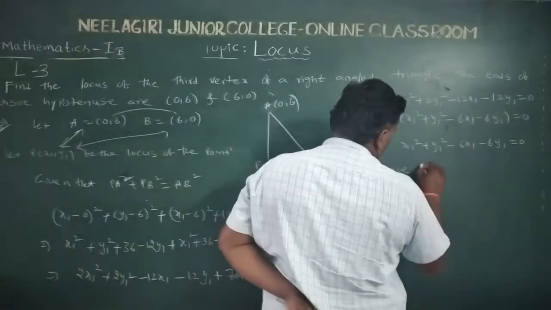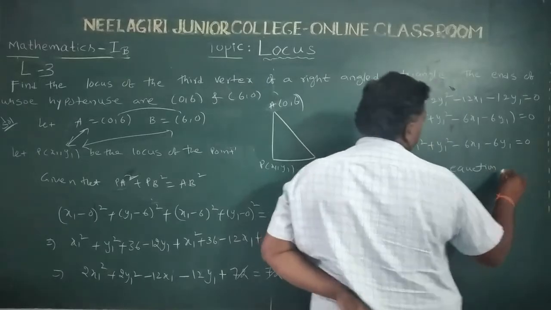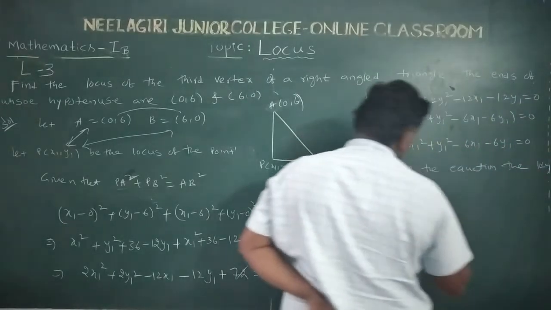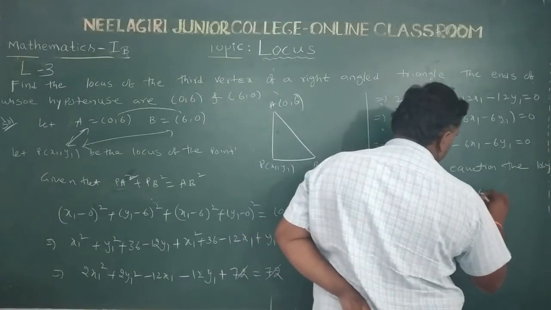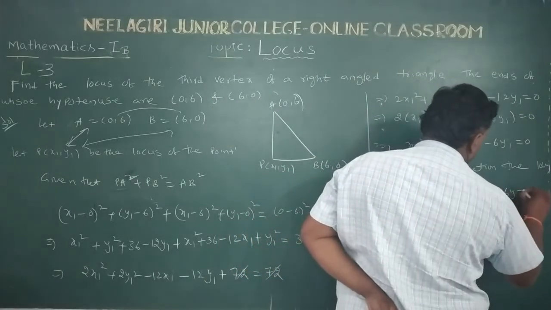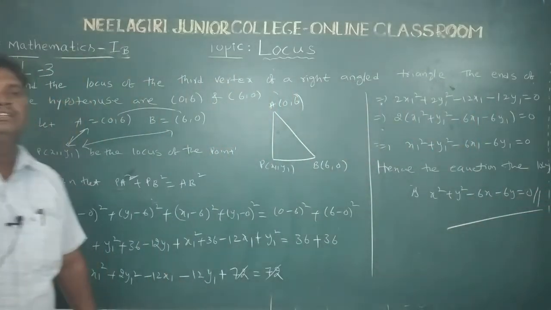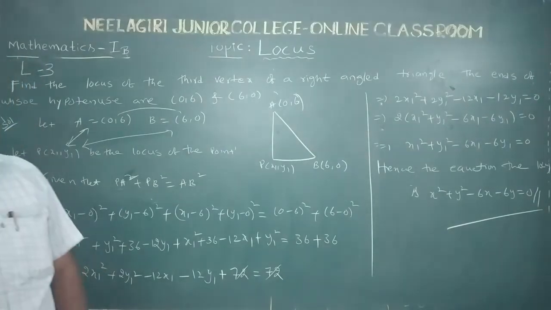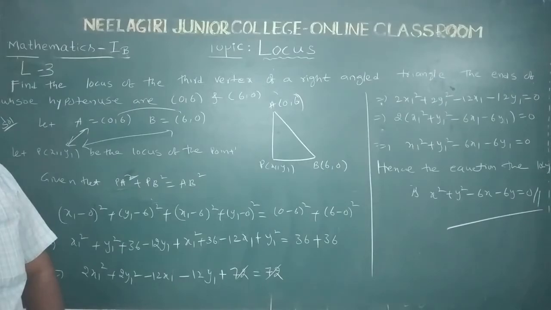Hence the equation of the locus is x square plus y square minus 6x minus 6y is equal to 0. This is the equation of the locus: x square plus y square minus 6x minus 6y is equal to 0.